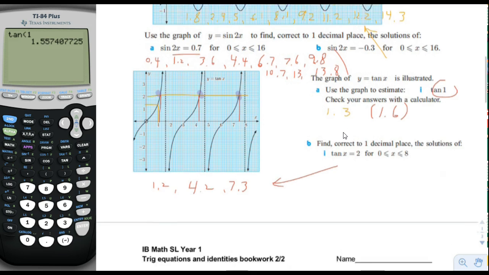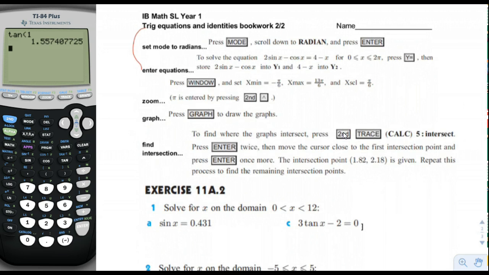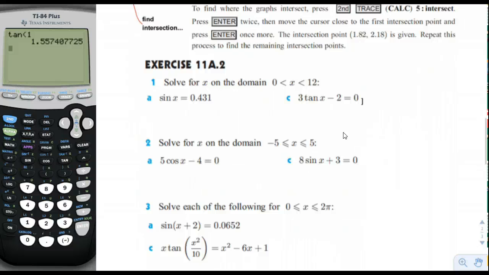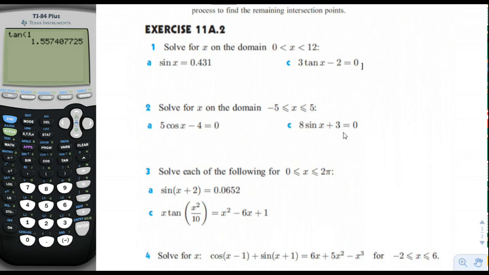Okay, moving on. This is just a procedure to find an intersection on your calculator, which I think you've done before. So nothing new there. Let's use that procedure here. So I'm going to show you how to do it for real here. So it says, solve for x on the domain from 0 to 12, sine of x equals 0.431.